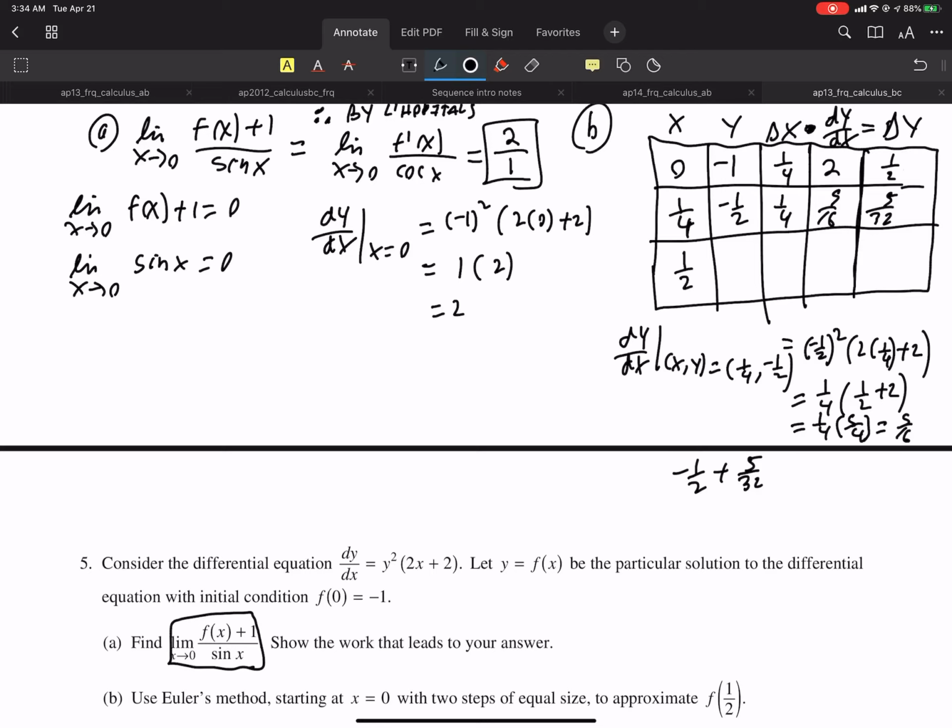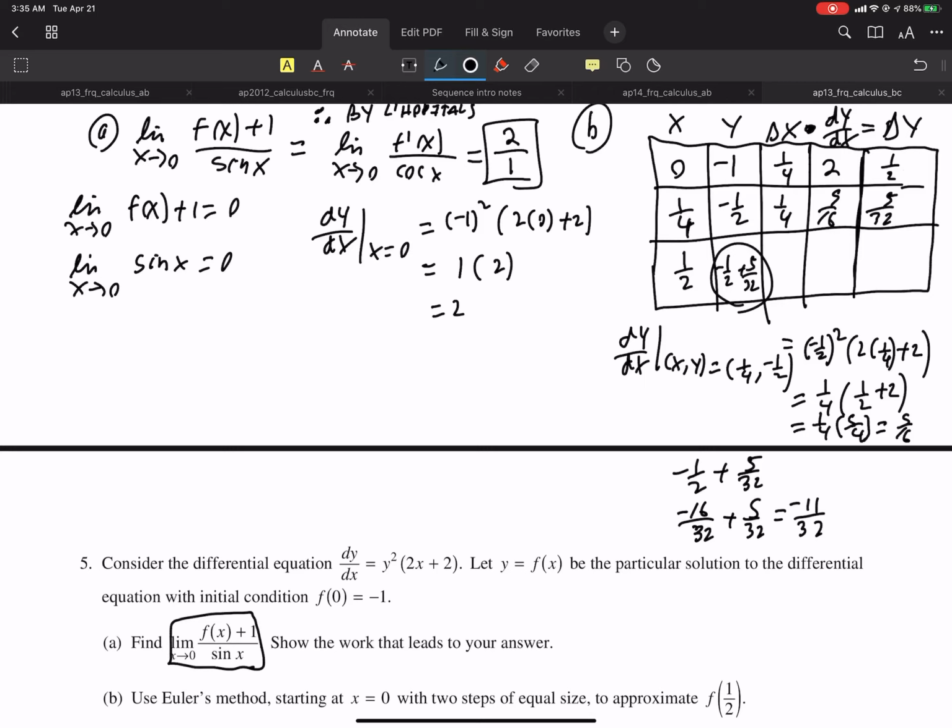So I need a common denominator, 32. That's 16. So that's going to be -11/32. That's the right answer. So again, this will be -1/2 plus 5/32. That's my answer there.